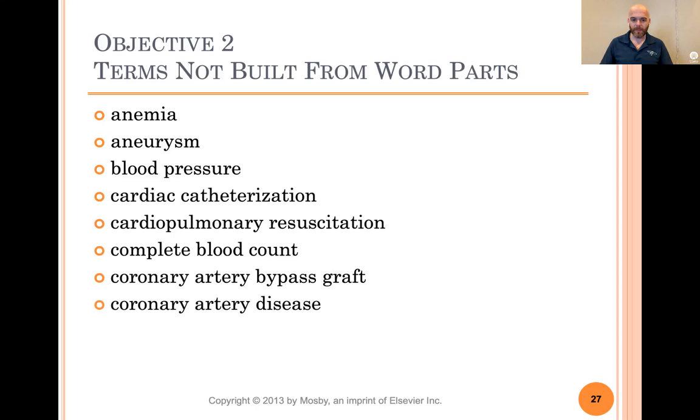And we should see a picture of that in a minute. Coronary artery disease is the disease of the coronary arteries, usually a hardening and narrowing of them.